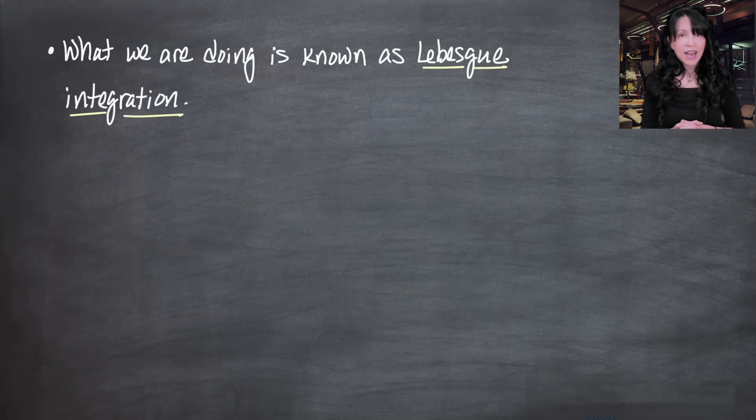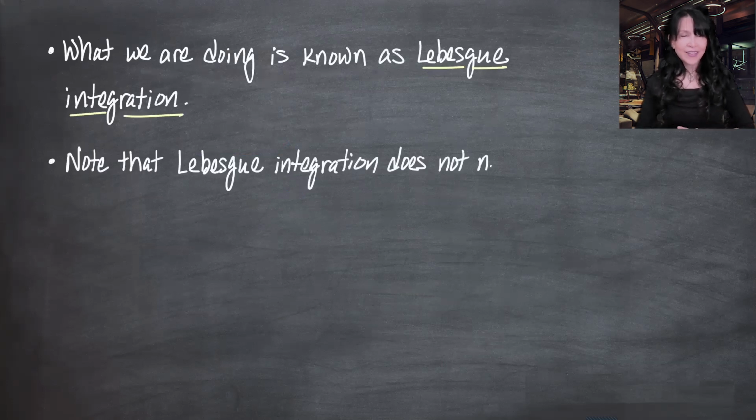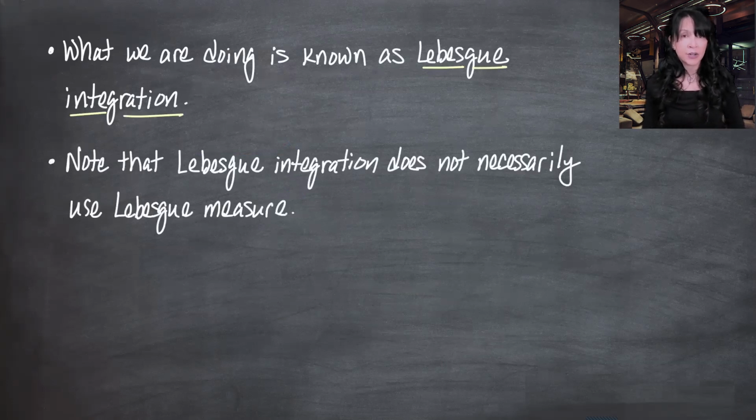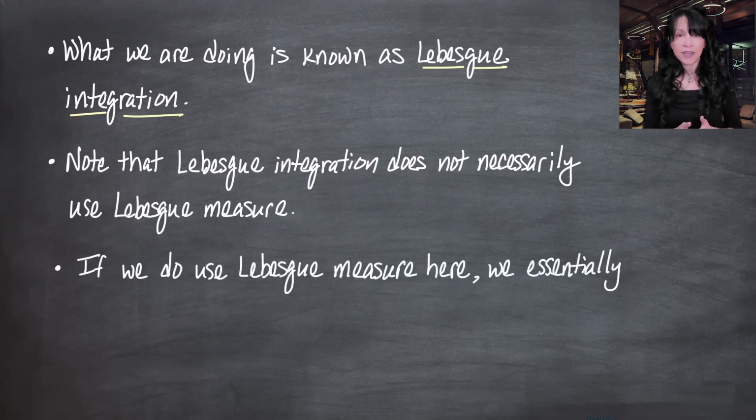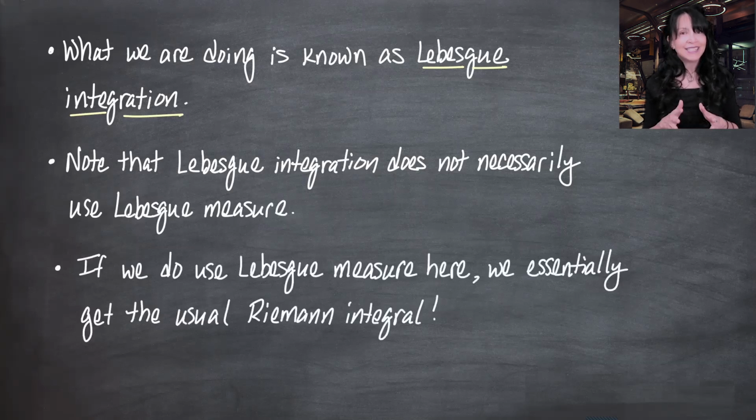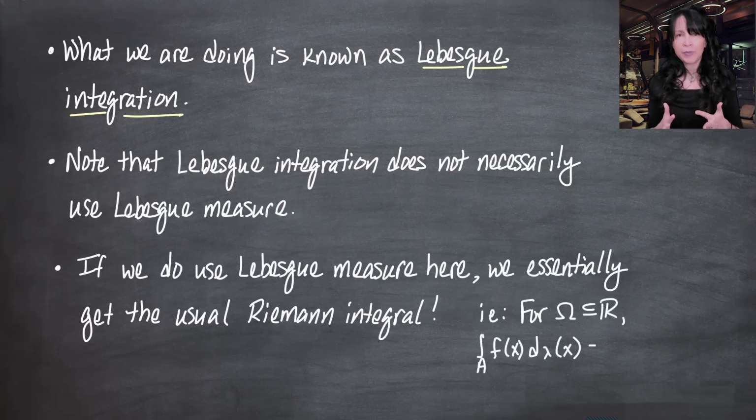So what we just did is known as Lebesgue integration. And you should note that Lebesgue integration does not necessarily use Lebesgue measure. If it does use Lebesgue measure, that means that we're measuring the bottoms of those rectangles with just normal, usual length. In this case, we essentially get the same thing as the Riemann integral. I say essentially because there are cases where the Riemann integral won't exist, but the Lebesgue integral will. And maybe we can get into that another day.